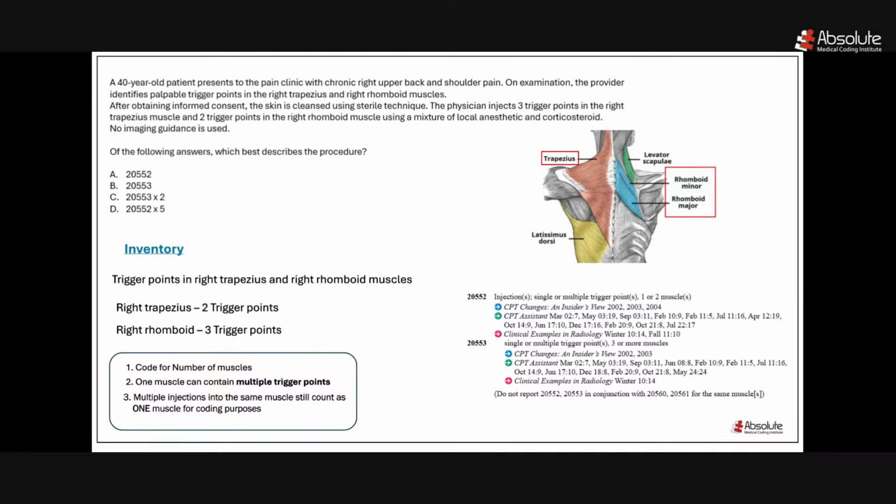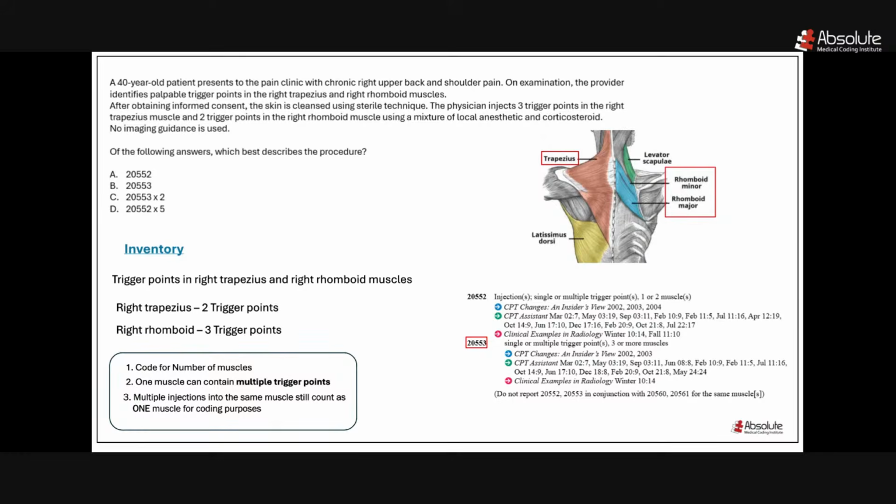So let me know in the chat, coders, on how many muscles was trigger point injection given in this particular scenario? What do you think? Okay, great. Any other answers? Yes, you all are right. We have only two muscles, right? One is your right trapezius and the other is your right rhomboid.